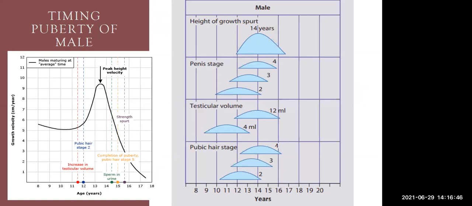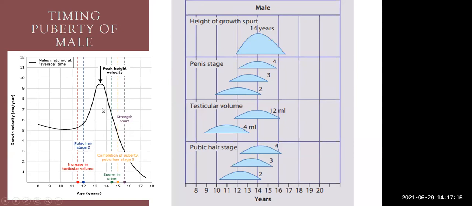From the up-to-date figure, we can appreciate better the timing of puberty in males. First, take a look at the age of 11 to 12 years old. We have an increase in testicular volume, and then at the blue dots, pubic hair stage 2 happens. And then take a look at the peak height velocity. It's more compared to a female. Just now if we recap for the female, it's about 8, and now in the male, it's about 9 centimeters per year.